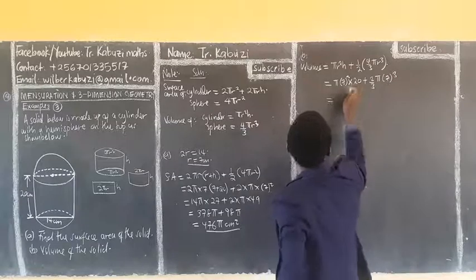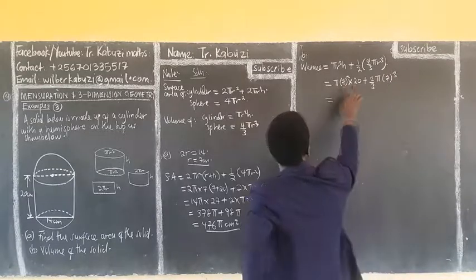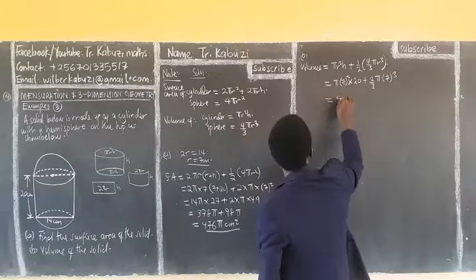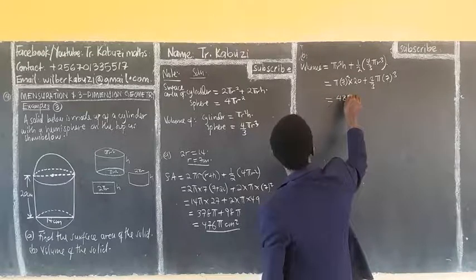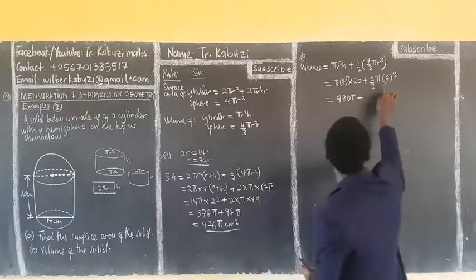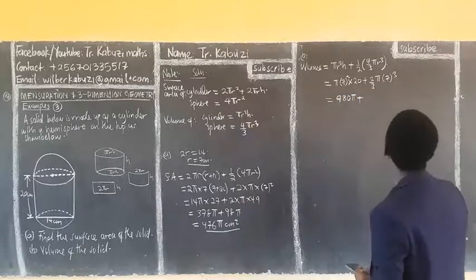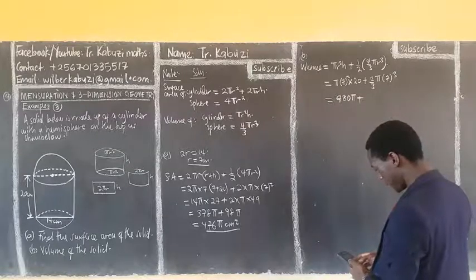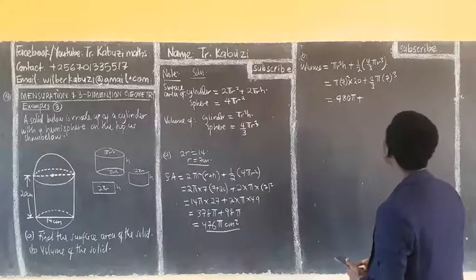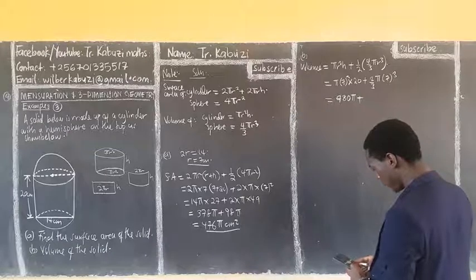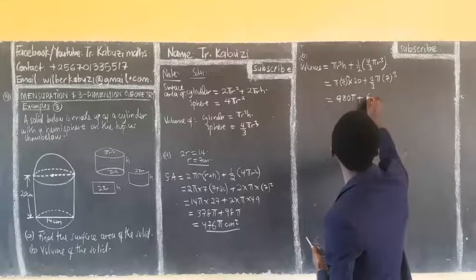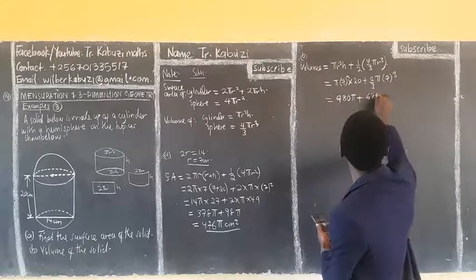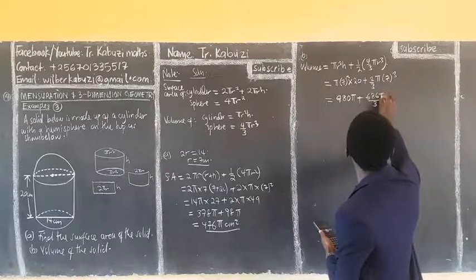Let us see what we simplify. This one is going to be 49 times 20, which is 980 pi. Then plus, this is going to be 7 cubed times 2. So here we have 686 over 3.